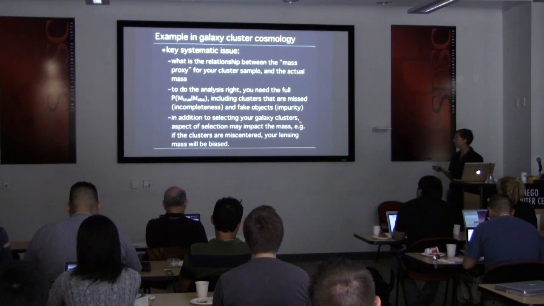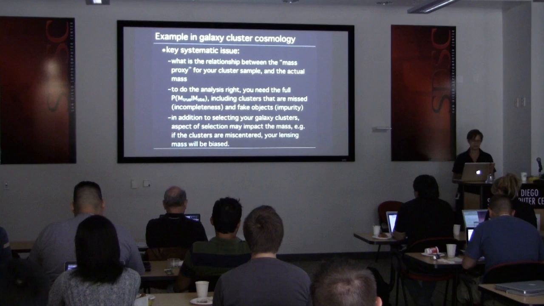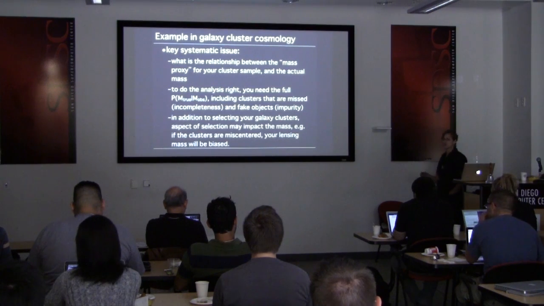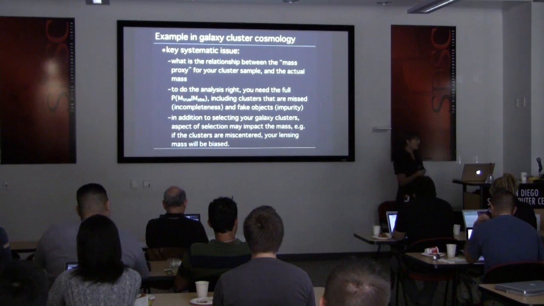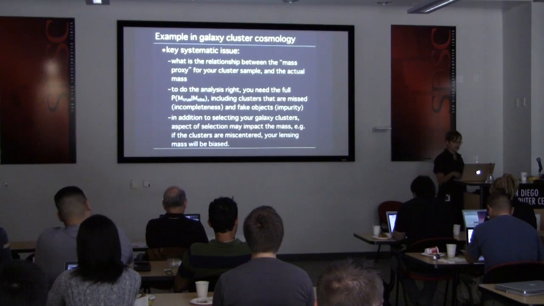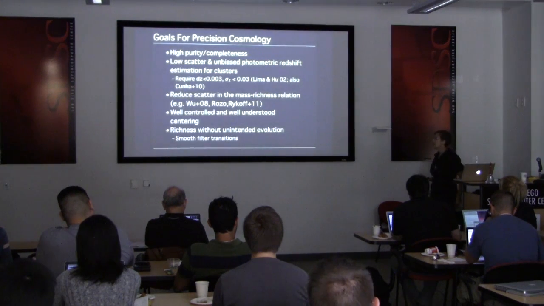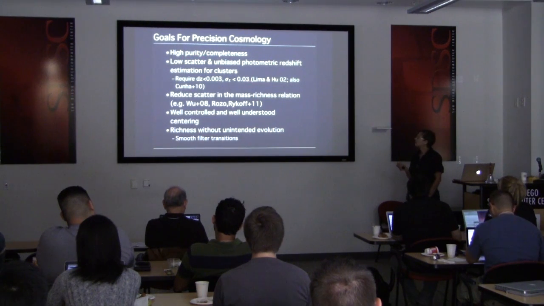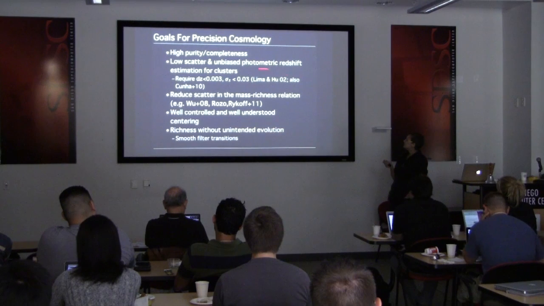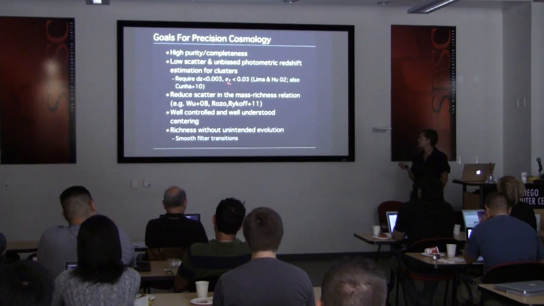And in addition to selecting your galaxy clusters, many aspects of the selection might impact what this mass is. So for one example, if you find the wrong center of the cluster and then you try to measure the mass of that system using gravitational lensing, your mass will be biased. Okay. And the reason all this matters is because we're trying to do really high precision cosmology with these systems. And so you need high purity and completeness, you need low scatter, you need an unbiased photometric redshift estimation, and the requirements on this are pretty stringent.